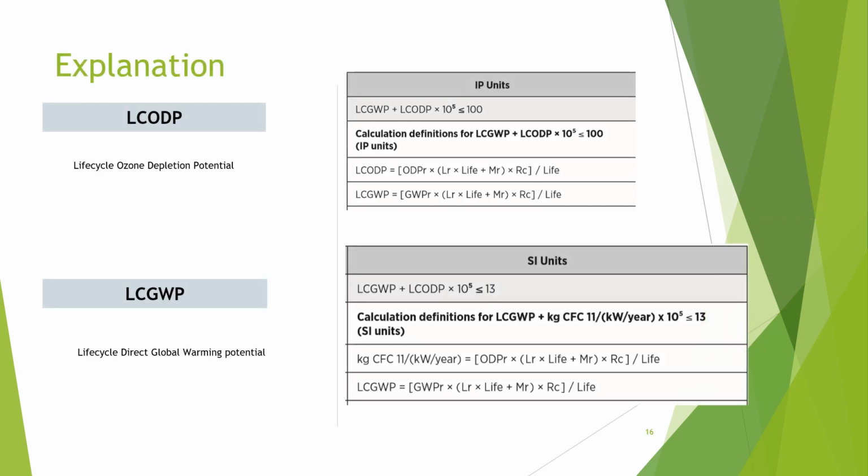Here are more explanations on option 2 on how to calculate the impact of the refrigerant. To calculate the impact on the environment and verify if such a level of impact meets the criteria, we calculate the life cycle ozone depletion potential, which is LCODP, and LCGWP, which refers to the life cycle direct global warming potential. These two are very important indexes to compare if the impact meets such criteria.